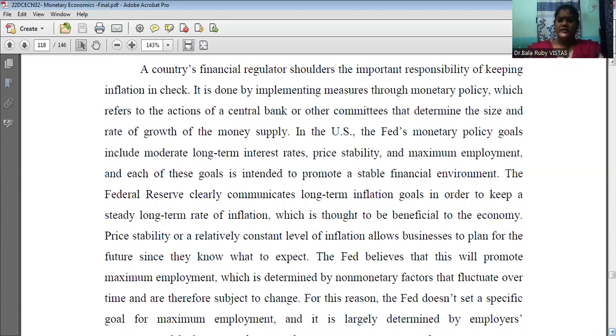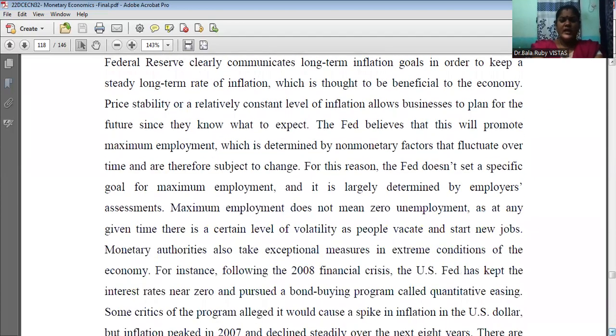The Fed believes that this will promote maximum employment, which is determined by non-monetary factors that fluctuate over time and are therefore subject to change. For this reason, the Fed doesn't set a specific goal for maximum employment, and it is largely determined by employers' assessment. Maximum employment doesn't mean zero unemployment, as at any given time there is a certain level of volatility as people vacate and start new jobs.